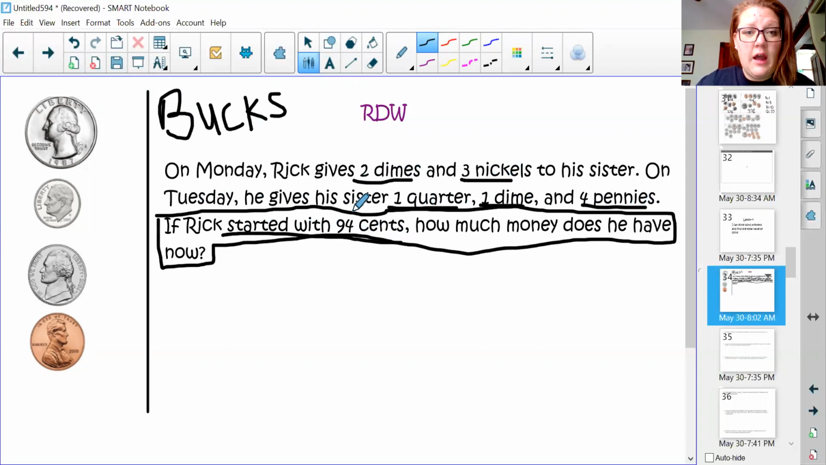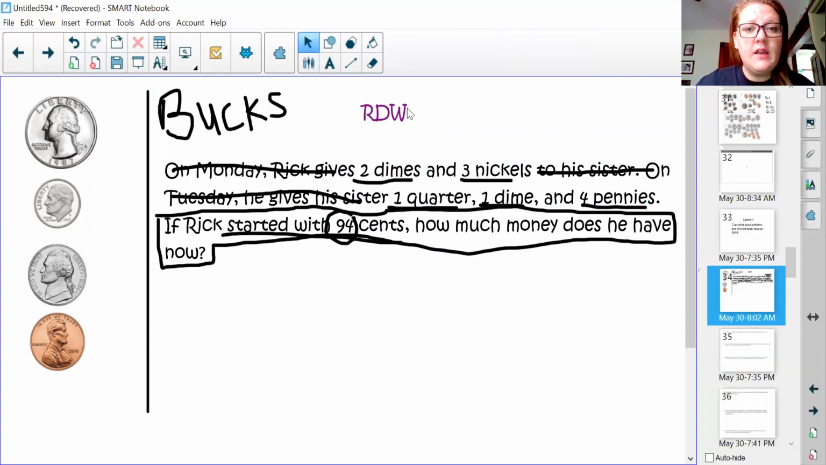Let's circle this number here, my 94, because that's how much money he started with. And then I'm going to kick out anything else I don't need here. What I'm going to start with is the first thing he gave to his sister, which was 2 dimes. So when you're doing your sheet, you would draw your circle with your D inside of it. 3 nickels, so you would draw your circle with your N inside of it.